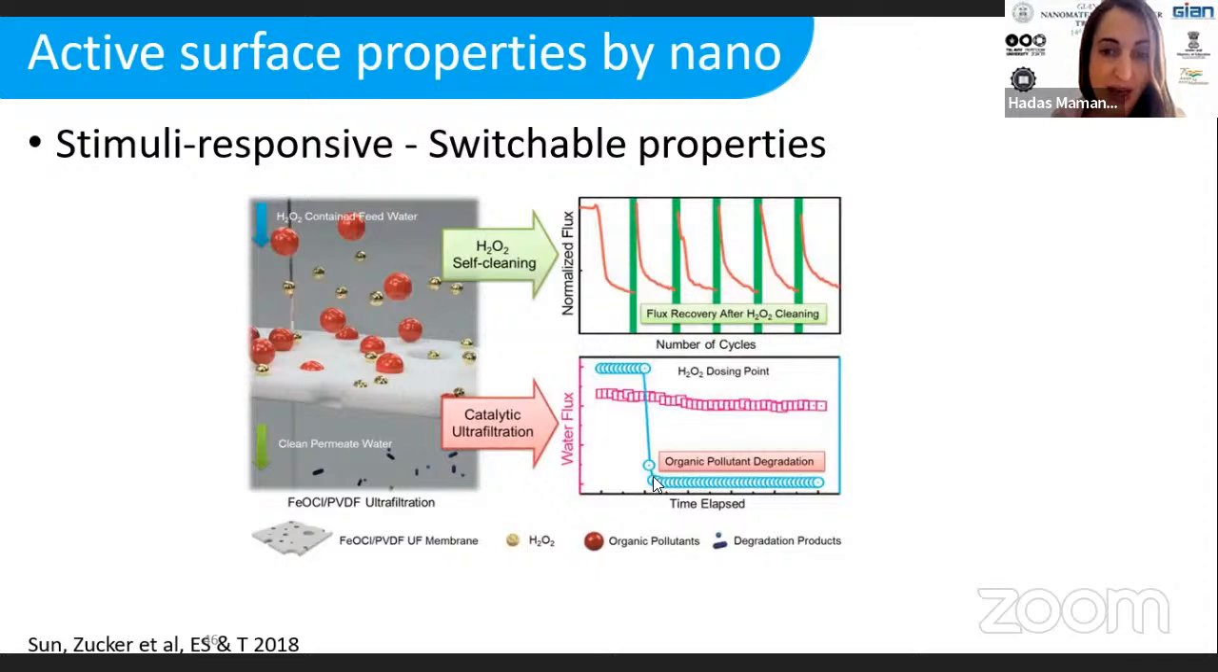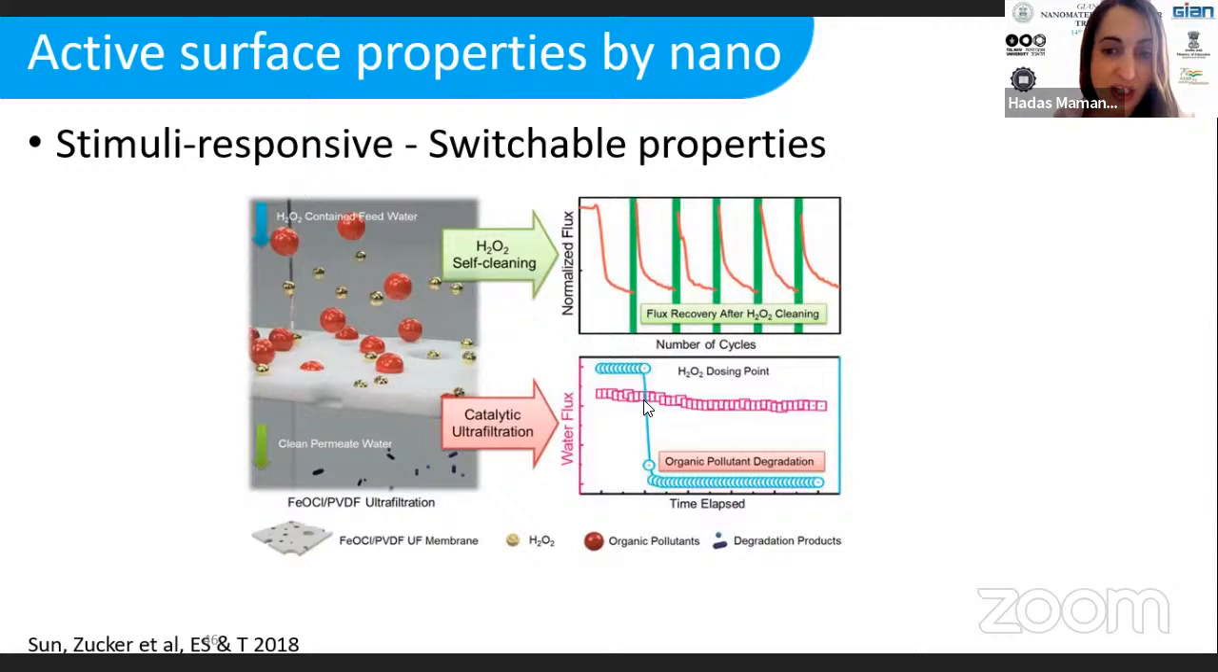And then, without the hydrogen peroxide dosing, we have a reduced flux, and we have organic pollutant degradation through catalytic ultrafiltration, sorry, not photo, only catalytic. So by changing the feed of the hydrogen peroxide to the membrane, we can actually form different responses, okay? We can see here that the water flux is pretty stable.